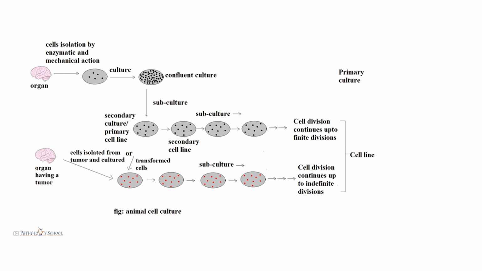Now here the organ has a tumor, and from that tumor we have taken cells, or we have taken normal cells and we have made them into tumor cells by inducing mutations. Now this has infinite potential of divisions. So this can keep growing.